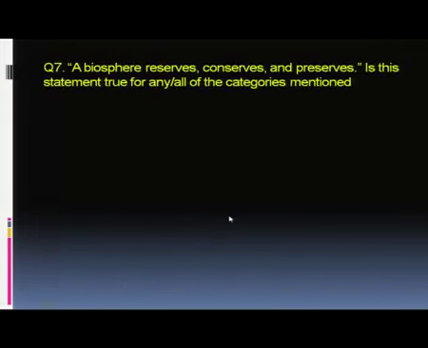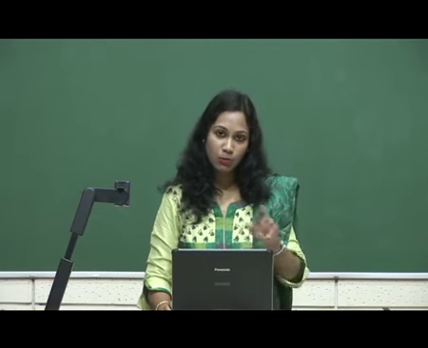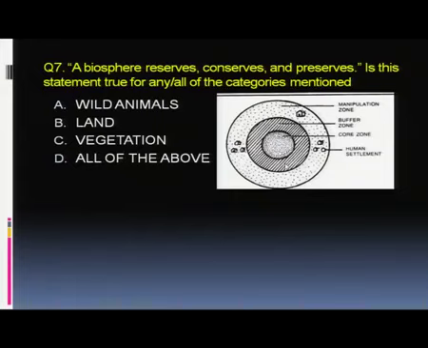So, let us move to the next question. A biosphere reserve conserves and preserves. Is this statement true for any or all of the categories mentioned? Wild animals, land, vegetation, all of the above. So, again if you recall, biosphere reserve was constructed under the Man and Biosphere program, and the concept behind biosphere reserve is to link man with nature. And I also made you understand the structure of biosphere reserve with the help of 3 concentric circles, as you can see in this figure, that the core zone, buffer zone and manipulation zone, 3 zones are present in a biosphere reserve.